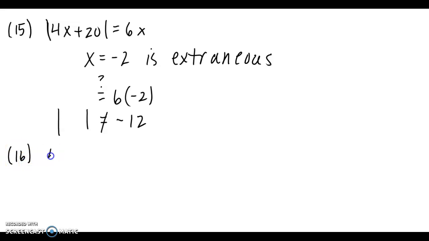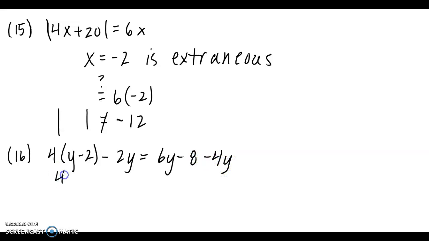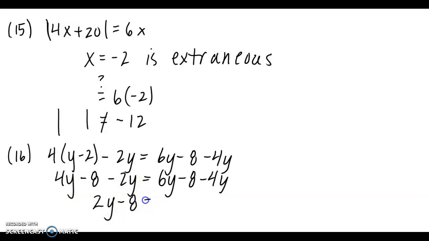All right, and then lastly was 16. Explain to your friend she doesn't understand what the final work means. I'm going to distribute my 4. Okay. 4y minus 2y gives me 2y when I combine on the left. 6y minus 4y gives me 2y when I combine on the right. Okay, then he subtracted 2y, and you get negative 8 equals negative 8.